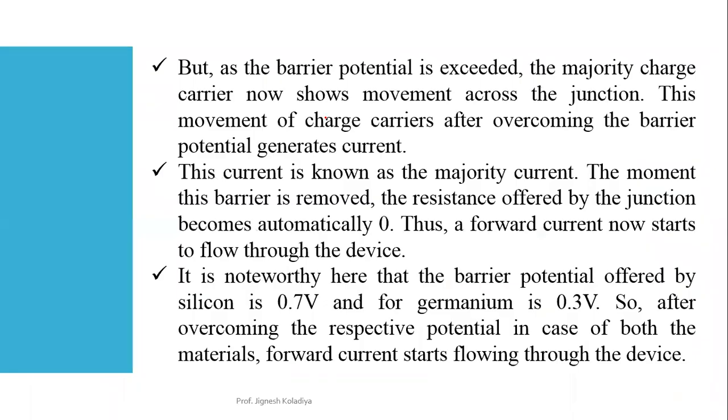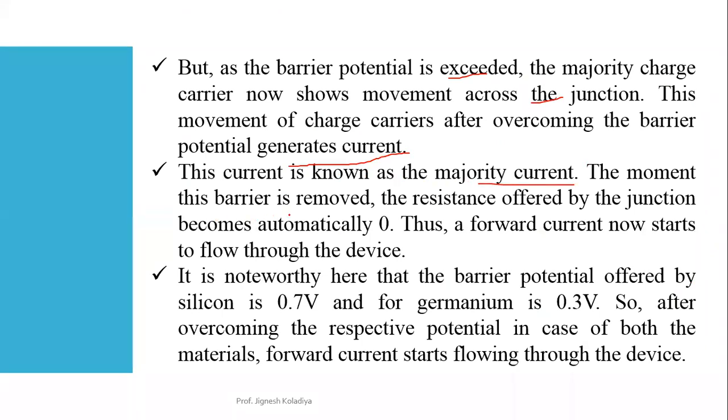Yes, so let us just look at this point for forward bias condition. As the barrier potential is exceeded, the majority charge carriers now show movement across the junction, and this movement of charge carriers overcoming the barrier potential generates the current, and this current is known as majority current.